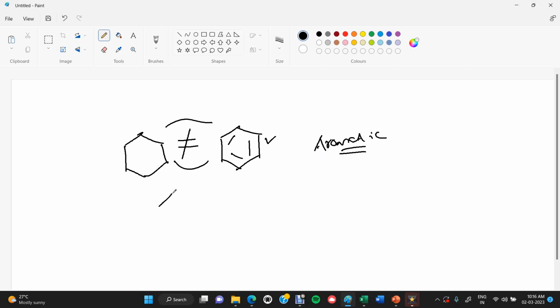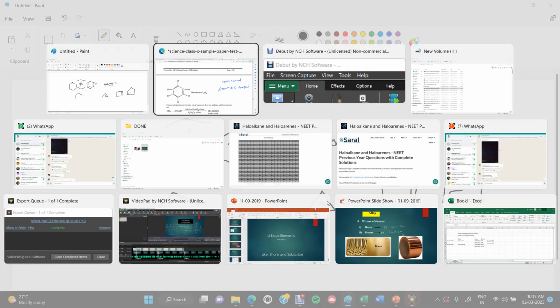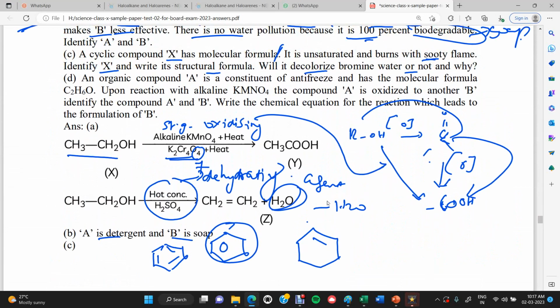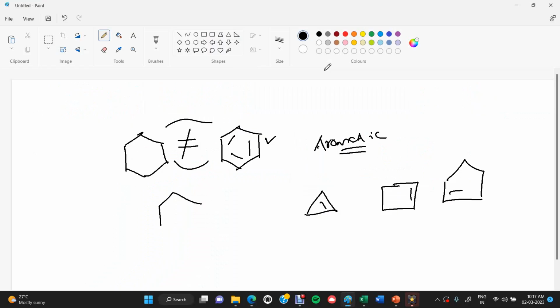Because cyclic compounds, we can have several compounds like this. Not only benzene, we can have cyclopropane, cyclobutane, or cyclopentane. All these are also cyclic compounds. If you have a double bond, we can say that is a cyclic compound with a double bond. These are all possible. Then, what is the additional information they had given? It burns with a sooty flame. All unsaturated compounds burn with a sooty flame. Will it decolorize bromine water or not? All unsaturated compounds will decolorize bromine water.